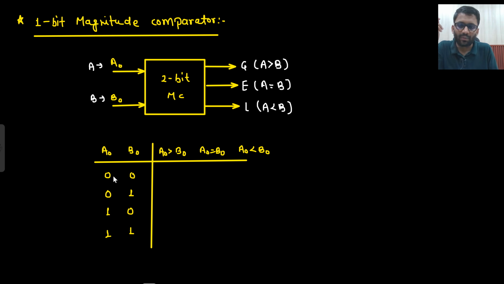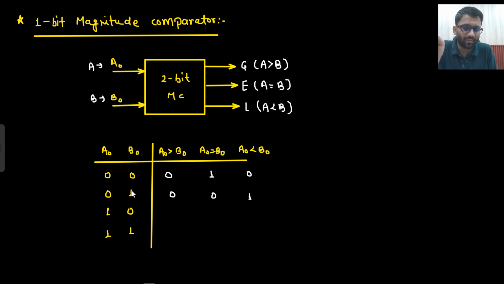Okay. Now here let's check. A naught is 0, B naught is 0, both are equal, so this would be 1, these two will be 0. Here A naught is 0, B naught is 1, that means this will be 1 and these two will be 0, because B naught is greater here.